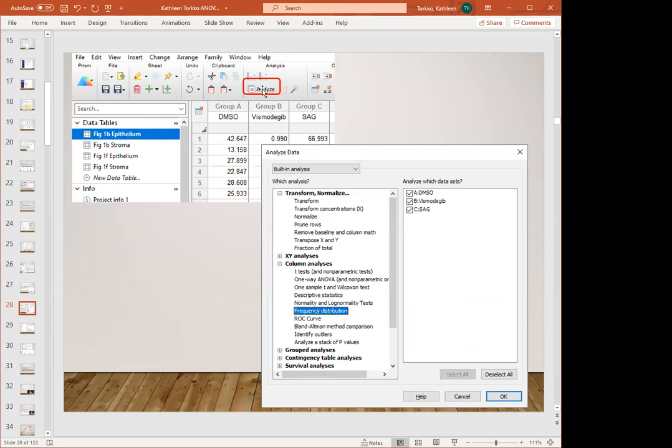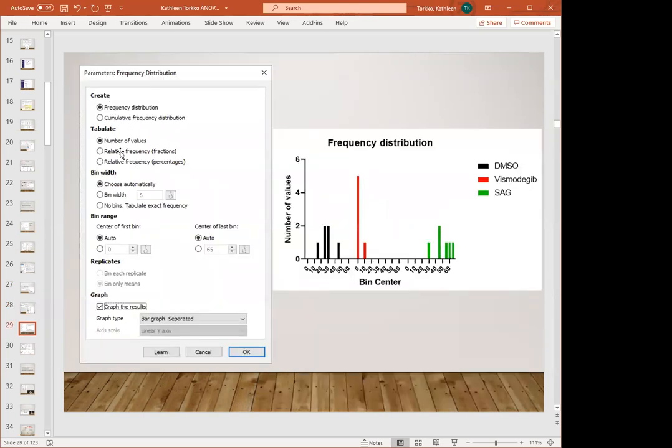So you go into Analyze when you're in the table, go to frequency distribution, and have all your data sets checked, unless you want to do them individually. If you want to put them on the same graph, have them all checked. And you go down and you can do frequency distribution or cumulative. You can do numbers or relatives. You can choose your bin width or have Prism choose it automatically, but be sure to check the box, if it's not checked, to graph the data. And this shows then the different groups graphed.